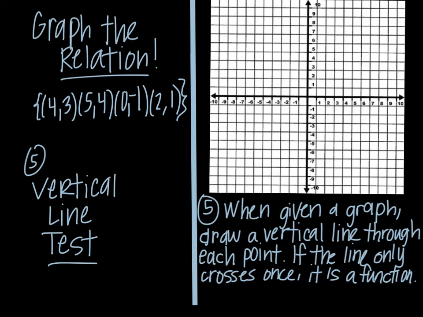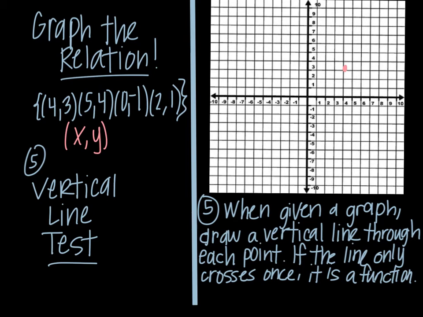Okay, so let's graph the relation from the previous example. Alright, so 4, 3. So start at the origin. We're going to run over 4 units. You can count your boxes, 1, 2, 3, 4. Jump up 3. 1, 2, 3. My first dot there. Okay. Also, don't forget, again, reminder, x, then y.